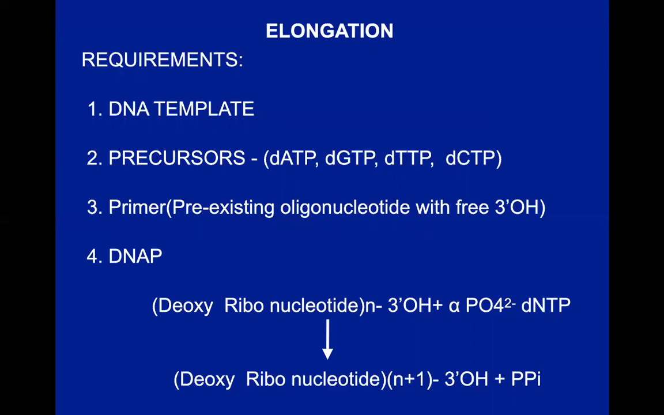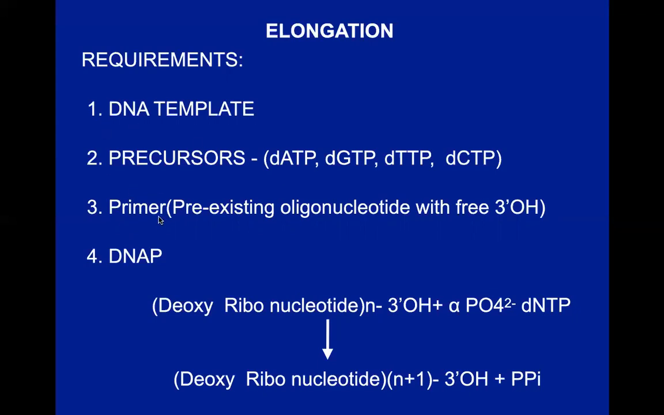Now for elongation, the requirements are a DNA template, which we have as single-stranded DNA template now after initiation, and then the precursors to build the nucleotides in the new strand. We need all the bases, all the triphosphonucleotides: adenine triphosphate, then guanine, thymine, and cytosine. Next, we need one important oligonucleotide, which is a primer with a free 3' hydroxyl group.